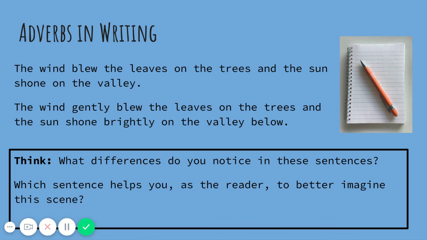Adverbs in writing. So I gave you two sentences here. One at the top, one at the bottom. I'm referring to this one here and then this one here. And one has adverbs, the other does not. So let's read the first one. The wind blew the leaves on the trees and the sun shone on the valley. Good sentence. If I were to close my eyes and I would let someone read that to me, I could probably picture that scene. But listen to the sentence this way. The wind gently blew the leaves on the trees and the sun shone brightly on the valley below.